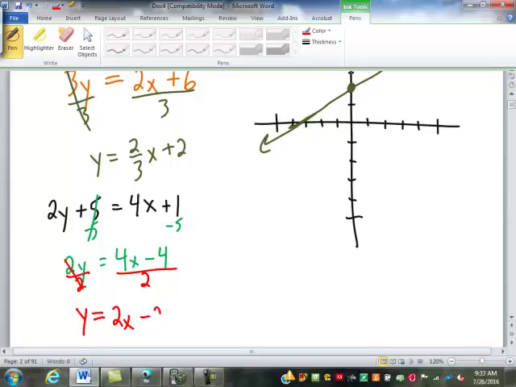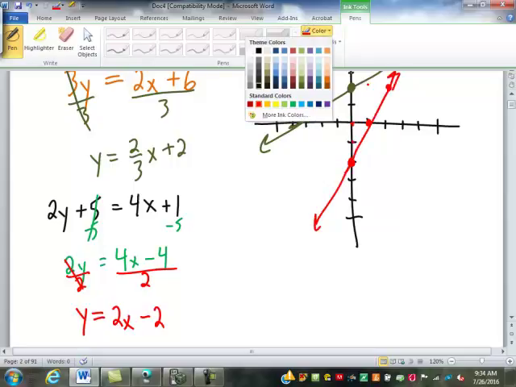Negative 2. So over here, we're going to start at negative 2 right there. And from there, we're going to go up 2 over 1. Or if you went up 4 over 2, you'd end up there. It would be the same line. Yep, 4 over 2 would be the same.